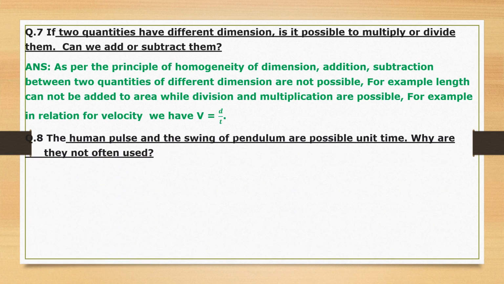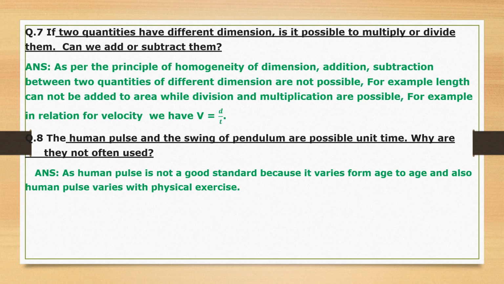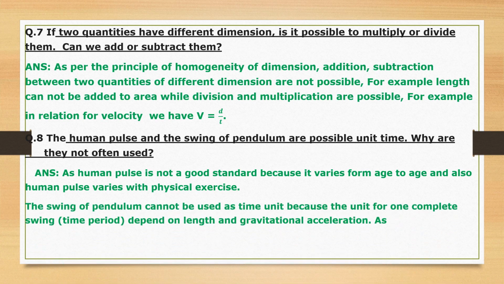Question number 8 is, the human pulse and the swing of a pendulum are possible units of time. Why are they not often used? The human pulse is not a good standard because it varies from age to age, and also varies with physical exercise. And the swing of a pendulum cannot be used as the time unit because one complete swing, that is the time period, depends on the length and gravitational acceleration, as by the formula T is equal to 2 pi root L over g.